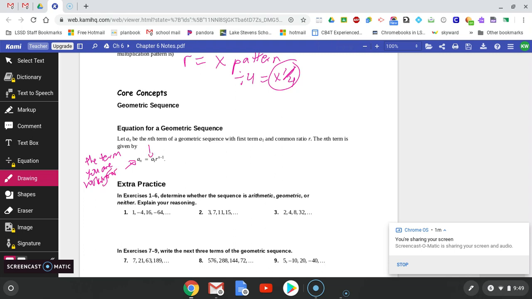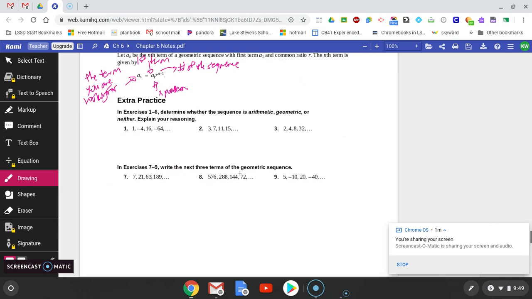a sub 1 still stands for your first term. r is your common ratio, which is your multiplication pattern. And n represents the number of the sequence you're looking for. So if you're looking for the 100th term, you'd plug in 100 there.